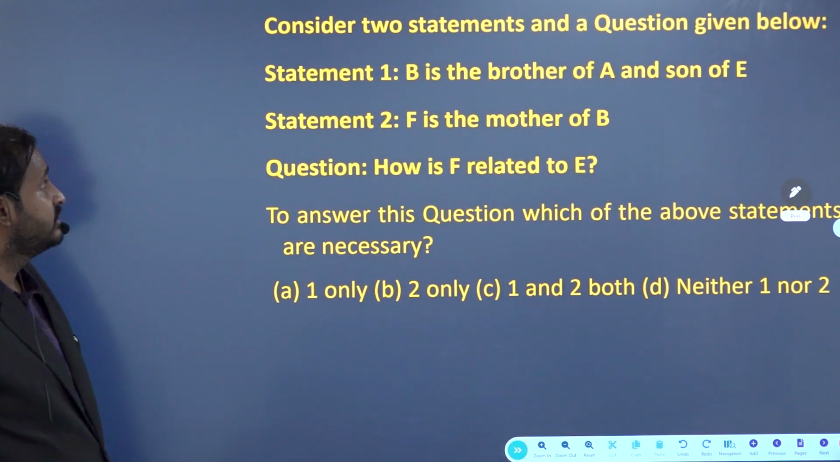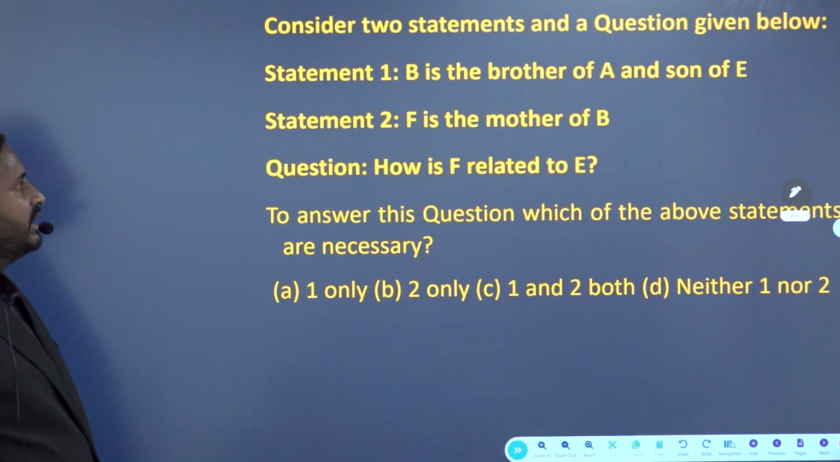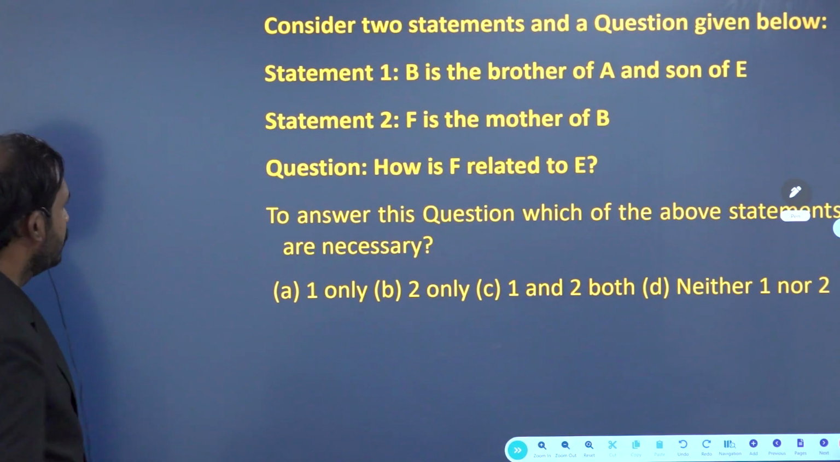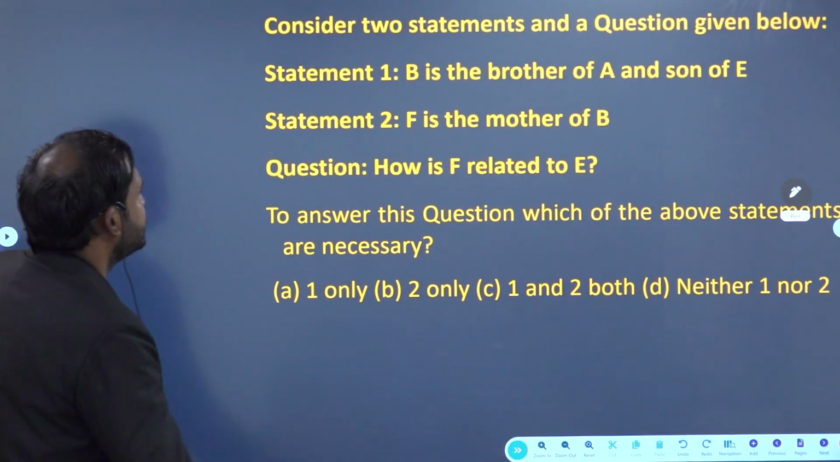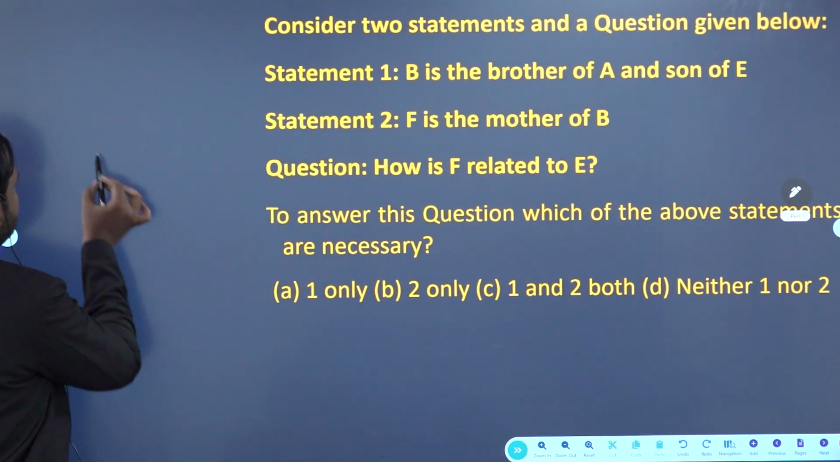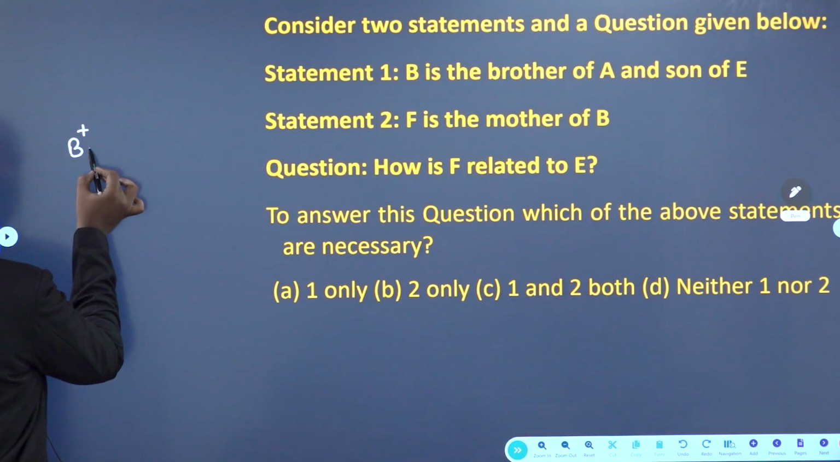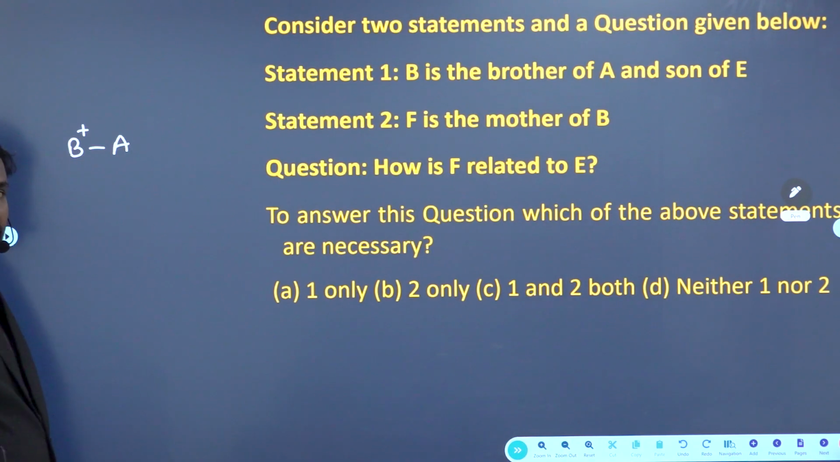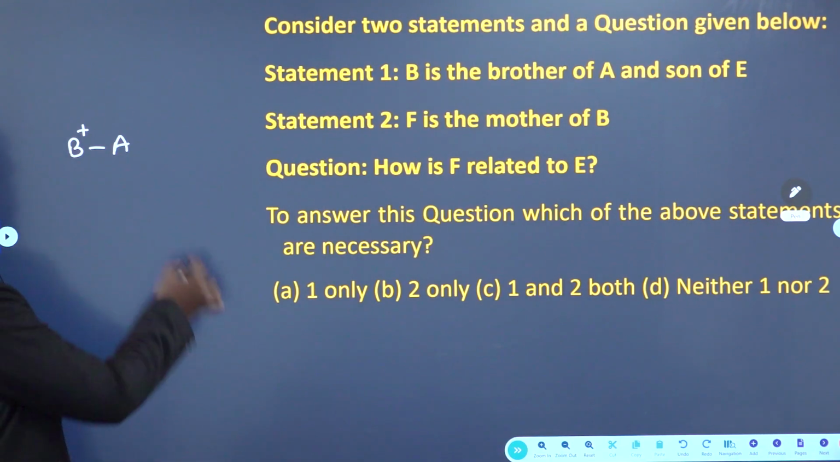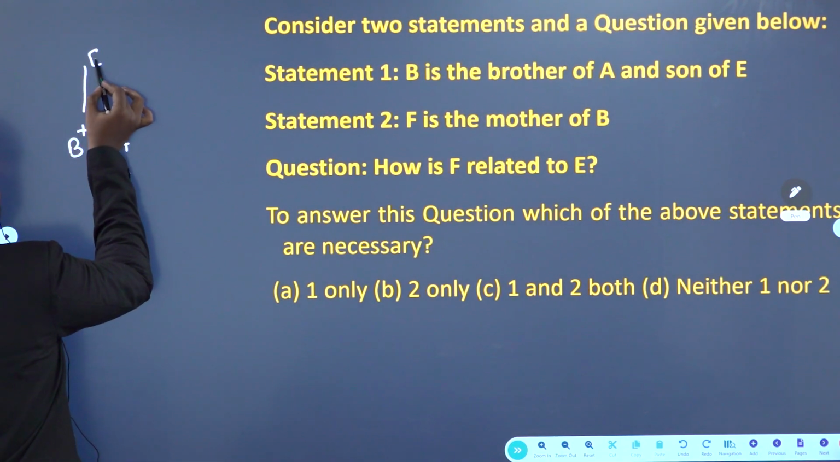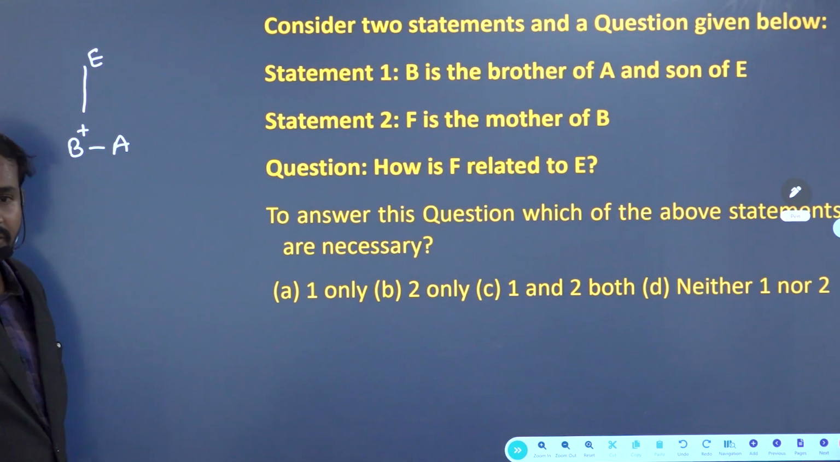Consider the two statements and a question given below. First statement: B is the brother of A and son of E. Second statement: F is the mother of B. From the first statement, what can I write? B is the brother of A. B is a male person, and B and A belong to the same generation. As of now I don't know the gender of A. B is brother of A and son of E. Now also I don't know the gender of E.